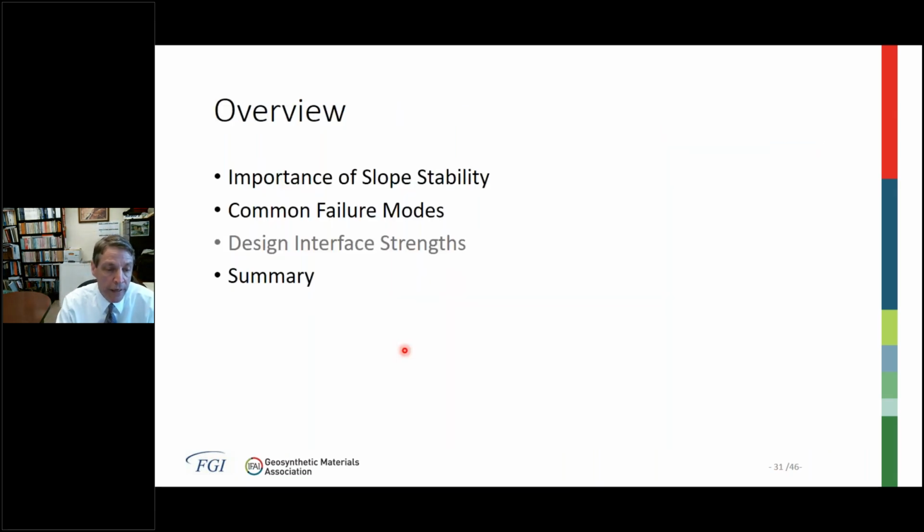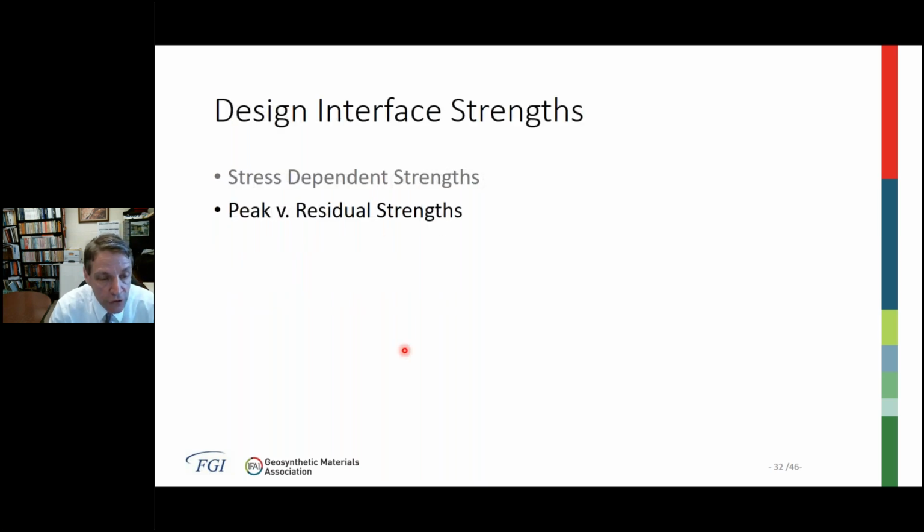Okay, now we're ready to look at design interface strengths. So if you're going to perform a stability analysis for one of those 7 common failure modes, and you have geosynthetics underneath the material, what strengths should you apply to the geosynthetics to perform your slope stability analysis? So 2 big issues in this segment of the webinar: stress-dependent strength envelopes and peak versus residual strengths.